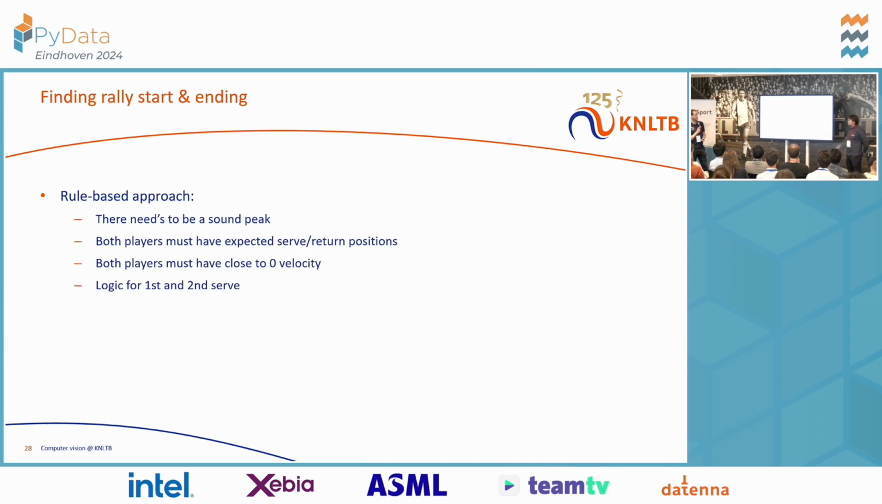And then next we are interested in when the rally actually begins. We use a rule-based approach with the information that we already have. You could also train a model that recognizes serves, for example, but we do it this way. There needs to be a sound peak. Both players must have expected serve and return positions. Both players must have close to zero velocity. And then we have some logic in place to distinguish first serves from second serves. We already know that second serves always need to be after a first serve, so there's some information there that you can use to distinguish both of them.